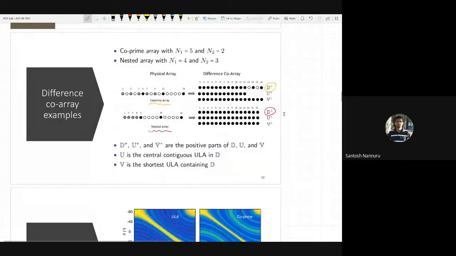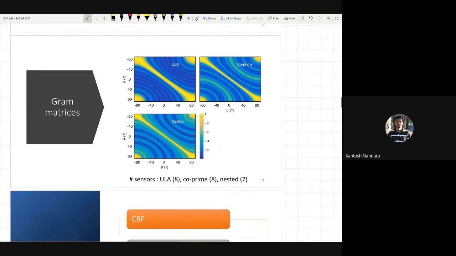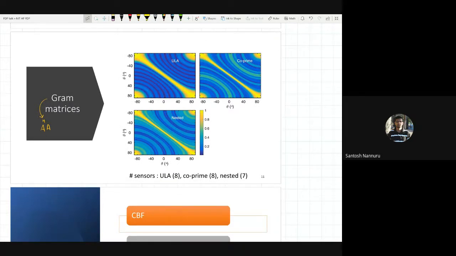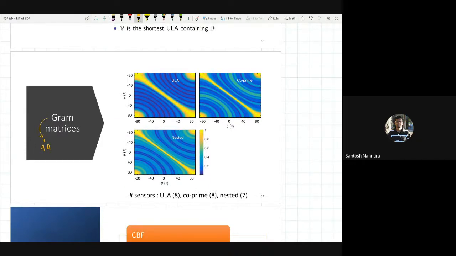So then I also plotted the Gram matrix. You're familiar with the Gram matrix? A Gram matrix is basically a plot of a Hermitian A, I think, so it's called a Gram matrix. It tells you if there is aliasing in the sensor array. If you look at the Gram matrix for the above 3 cases, it's for the same example. I've taken a ULA with 8 sensors and then co-prime and nested arrays with 8 and 7 sensors, as in the previous example.